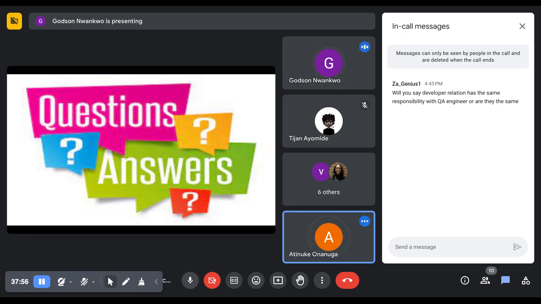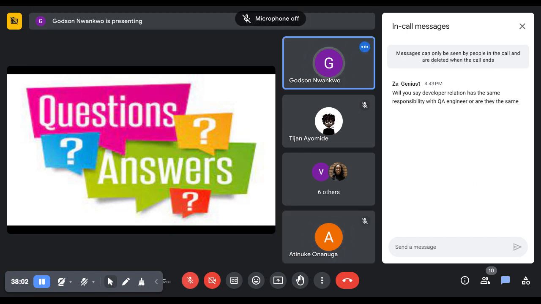Okay, they are different. Yes, they are. They are so different. Although we can collaborate together to actualize a goal of any application that we are working on.